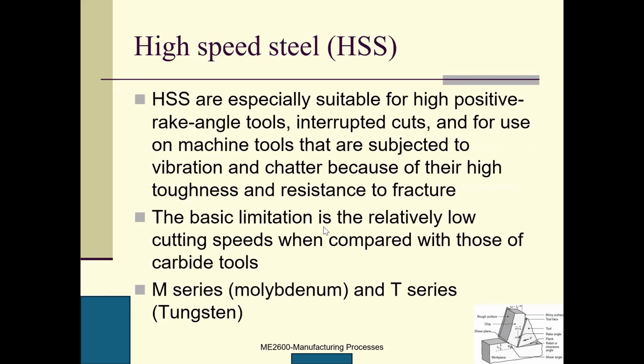The next one is HSS, high speed steel. This is very suitable for high positive rake angle tools. High positive rake angle means that the tool is sharp, right? You still remember. It is also suitable for interrupted cuts, such as milling or drilling, and for use on machine tools, mainly CNC machines, that are subjected to vibration and chatter, because of their high toughness and resistance to fracture. So this is for HSS.